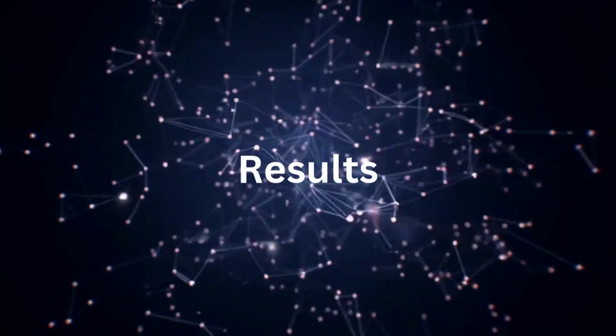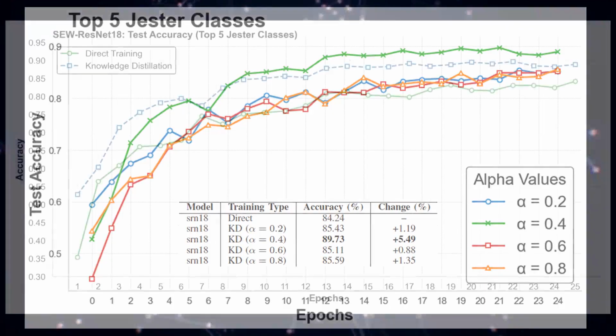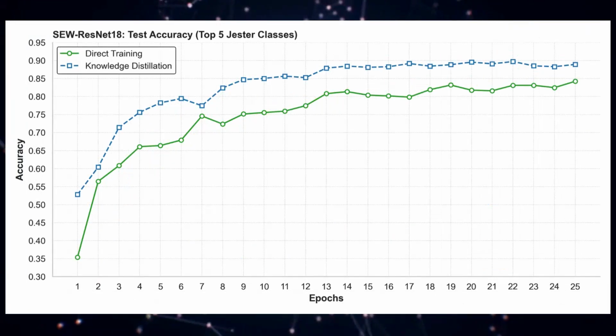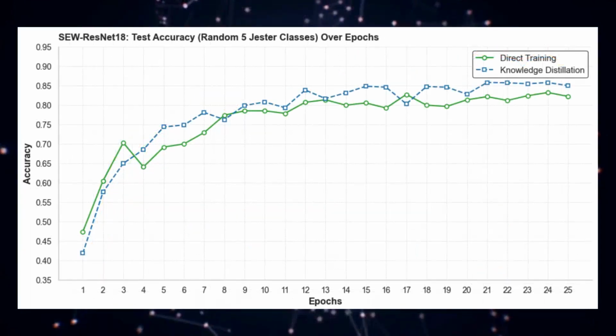We tested different alpha values, which control the influence of the teacher's output during knowledge distillation. For the top 5 classes where the ANN performed best, using an alpha of 0.4 gave us a 5.49% accuracy boost compared to direct SNN training. For a random set of 5 classes where the ANN did not perform as well, the same alpha value of 0.4 still gave us a 2.6% accuracy improvement with KD over direct training.